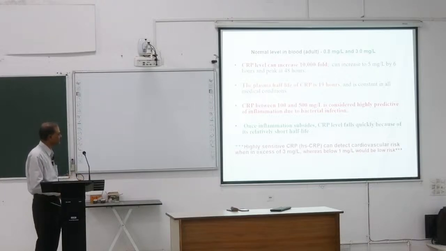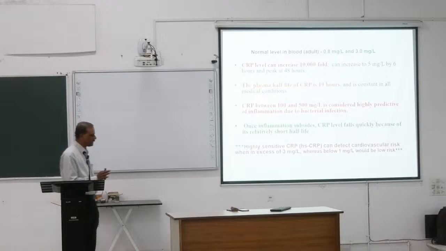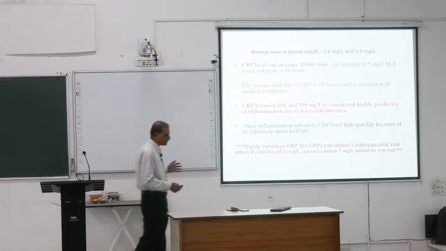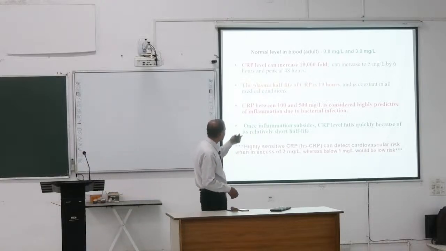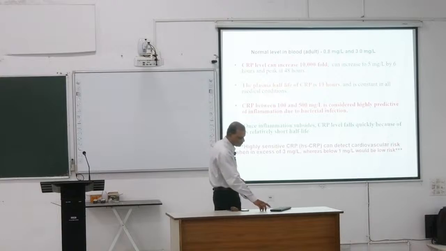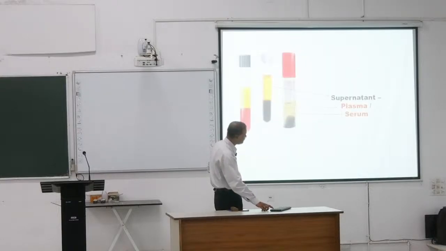There is also a highly sensitive CRP, which you will read about in detail in your microbiology class. When it is in excess of 3 milligram, that can indicate a cardiovascular risk, whereas below 1 milligram there is practically no risk. That is what cardiologists say, but your main emphasis will be to monitor the infection.